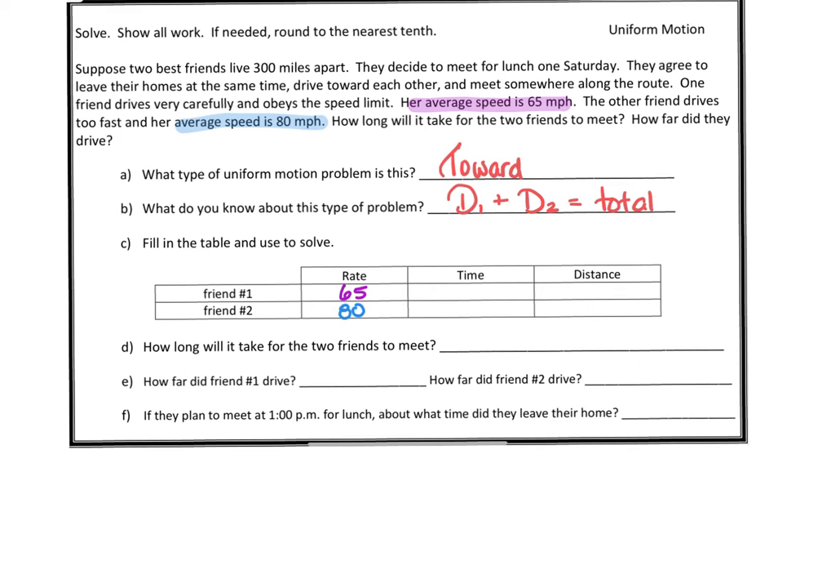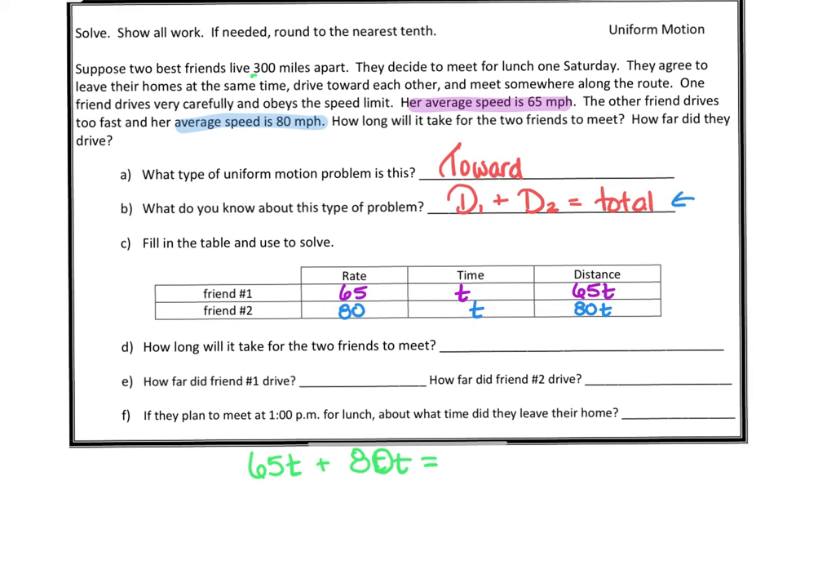So what are we going to put there? We're going to put a variable, right? A variable. So then to calculate the distance, we just multiply the rate times the time. The first friend's distance was 65 times t. The second friend's distance was 80 times t. Because we know what type of problem this is, we are going to add their distances. 65t plus 80t should equal their total distance apart.